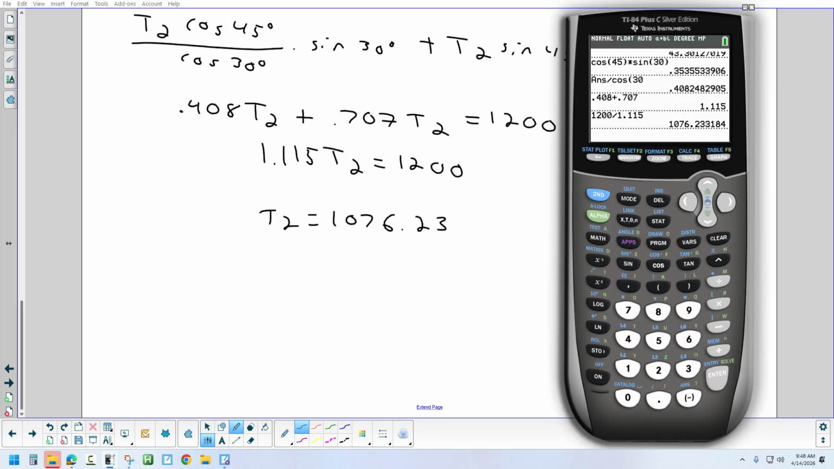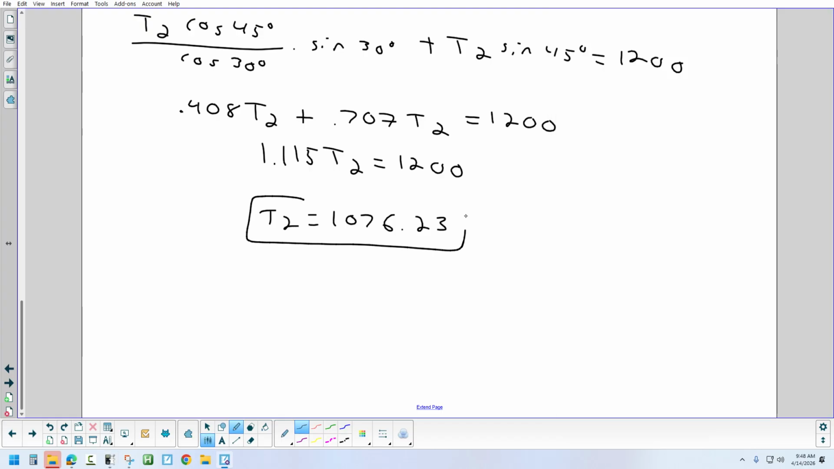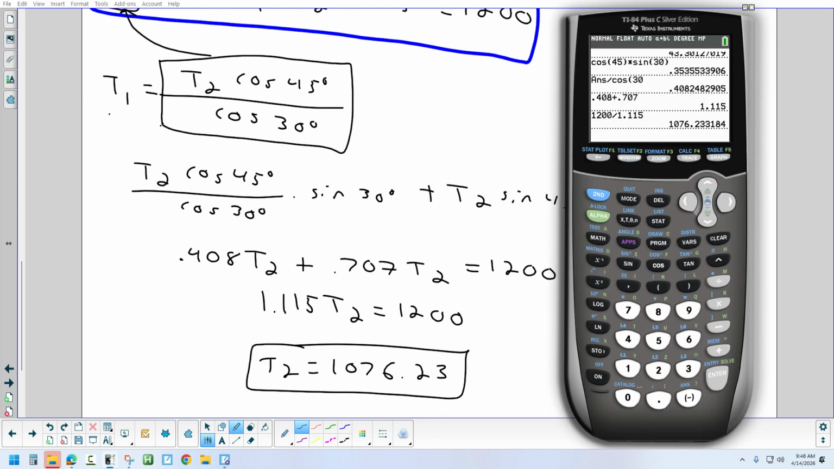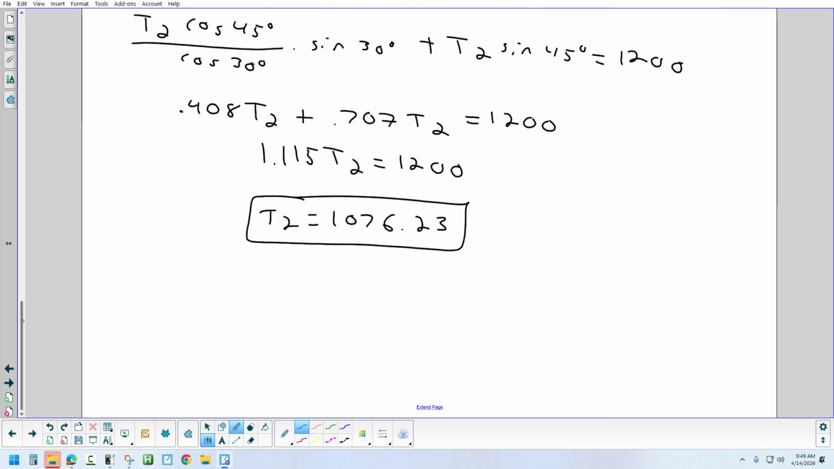And I think our book measures it in pounds. I technically don't know if you're supposed to measure force in pounds. It's really newtons per lb. We're not going to get into that, so I'm just looking for the number. So there's the tension in cable 2. And now use this to find the tension in cable 1. It's the tension times the cosine of 45 divided by the cosine of 30. So let's take the answer we have right there, multiply by cosine 45, and divide by cosine of 30. So we get a tension in cable 1 of 878.74.